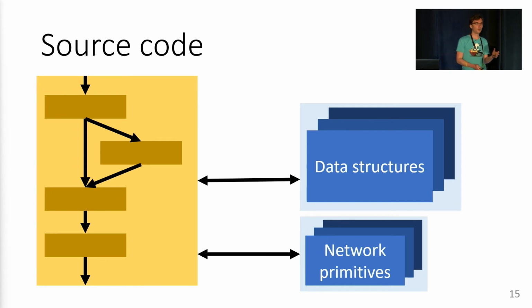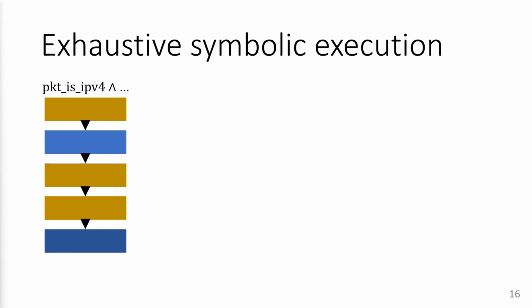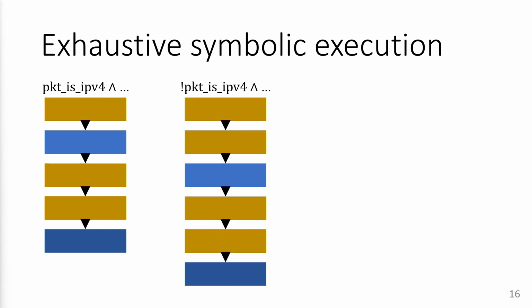So for instance, we might have one path where the packet is IPv4 and a bunch of other constraints. In that path, we called map get, and the result was yes, and then we called packet forward. And then we have some other path where the packet was not IPv4, and some slightly different behavior happened. And then a bunch of other paths, and together, those represent all of the possible paths throughout the NF. So we have performed exhaustive symbolic execution.